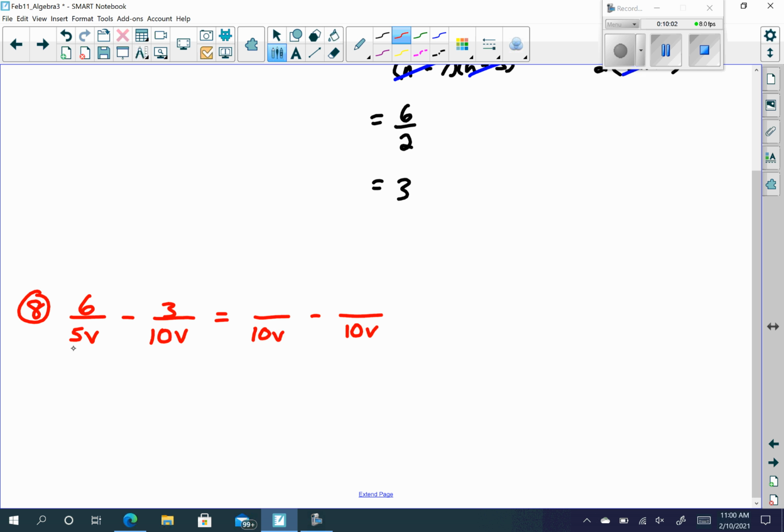So what did I multiply 5V by to get 10V? 2. So I have to multiply 6 times 2, which is 12. And then I don't do anything with the 3. Now I make one fraction over the 10V. 12 minus 3 is 9. That's all we have to do for number 8.